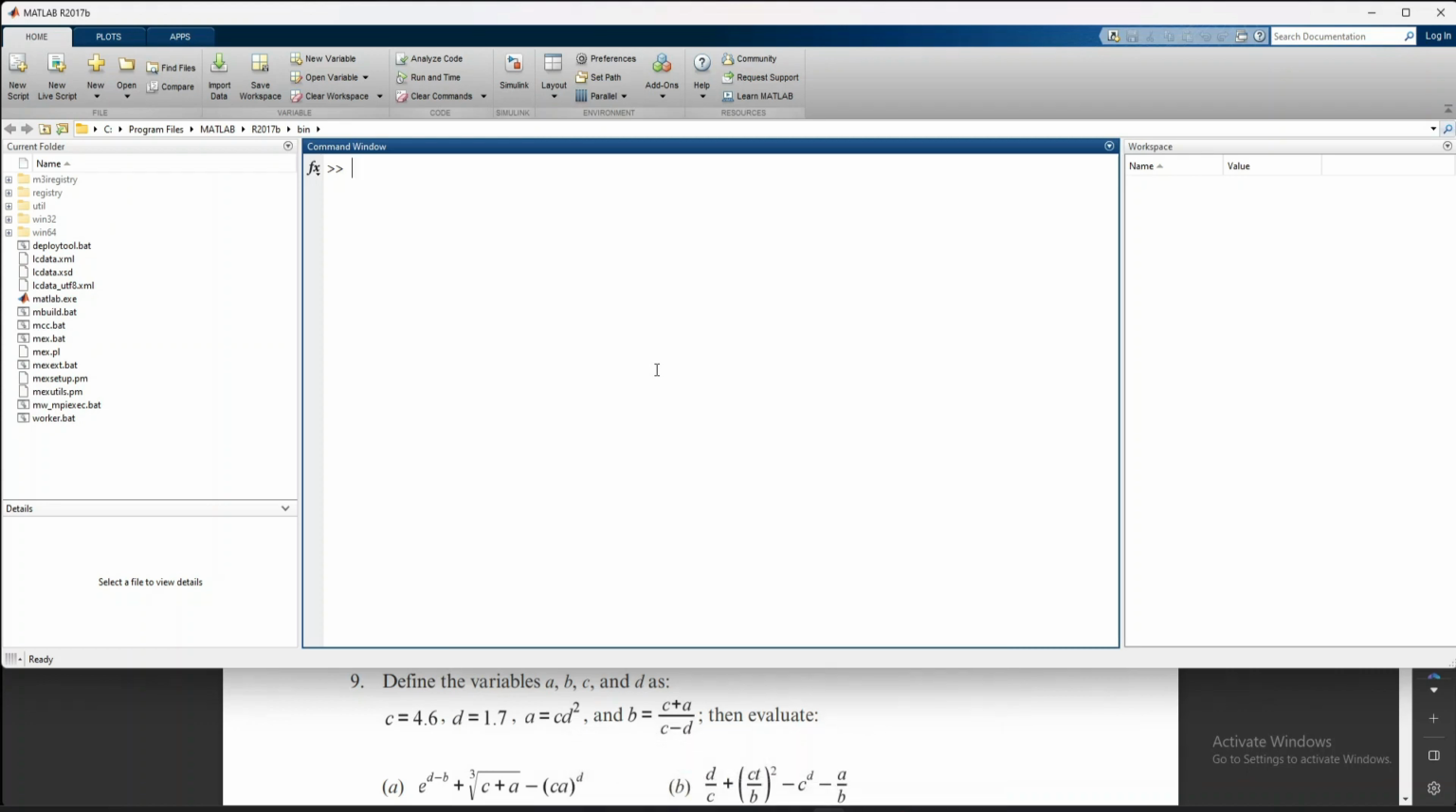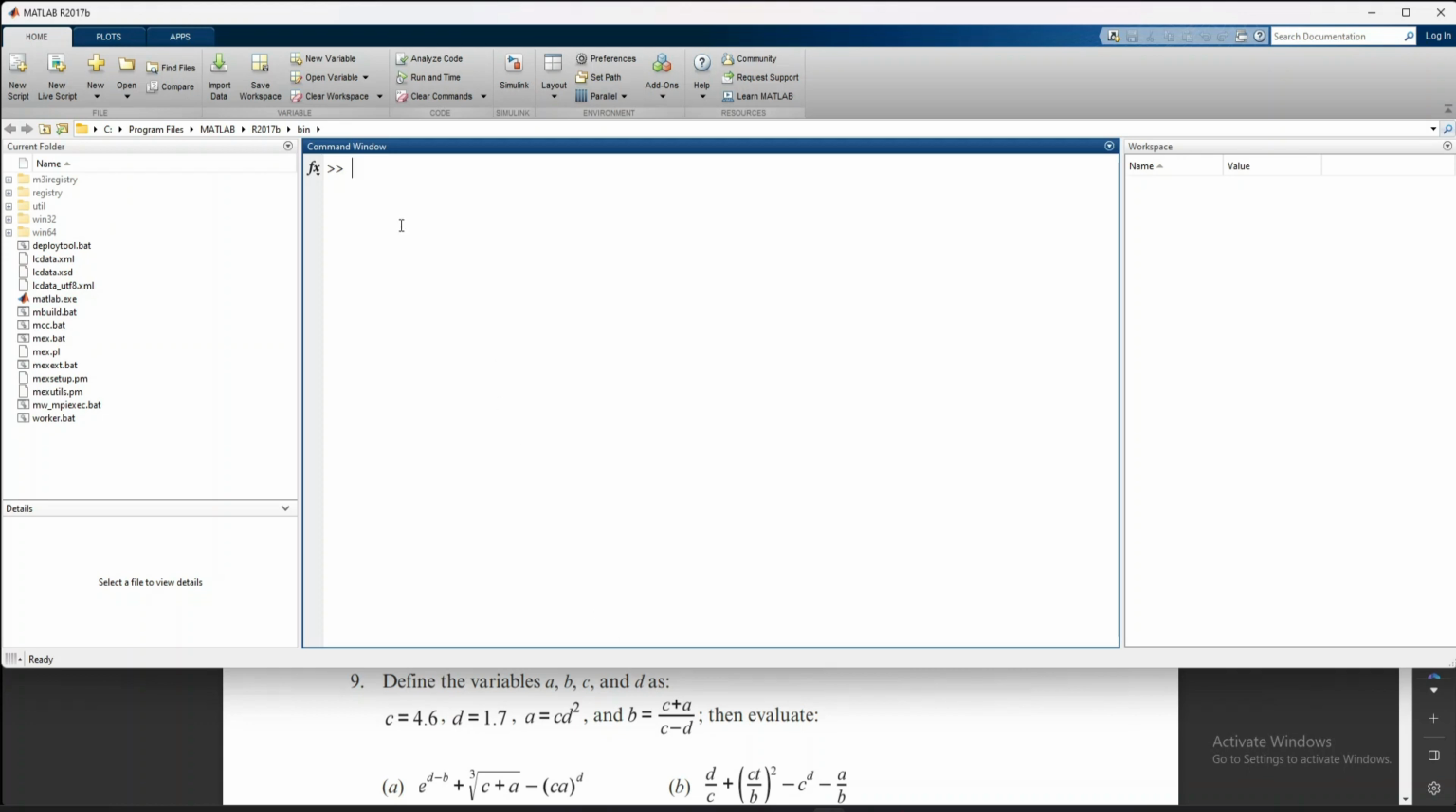In lecture 3 we solved an expression in which there is only a single variable, and in this lecture 4 we are going to solve another expression having 4 variables. This is question number 9 of the same book that we are using. The question is: define the variables a, b, c and d as follows. c equals 4.6 and d equals 1.7, and the other two are related by a equals c into d square and b equals c plus a divided by c minus d.